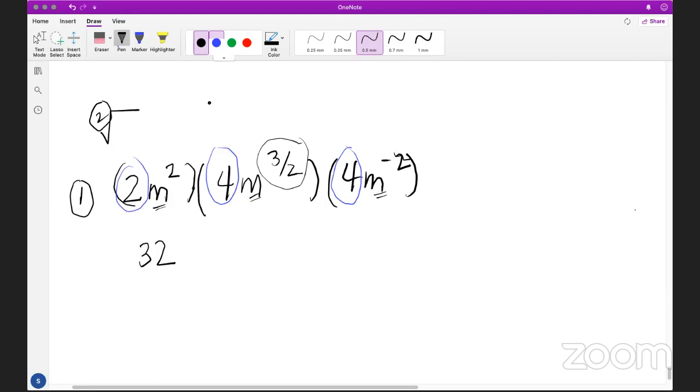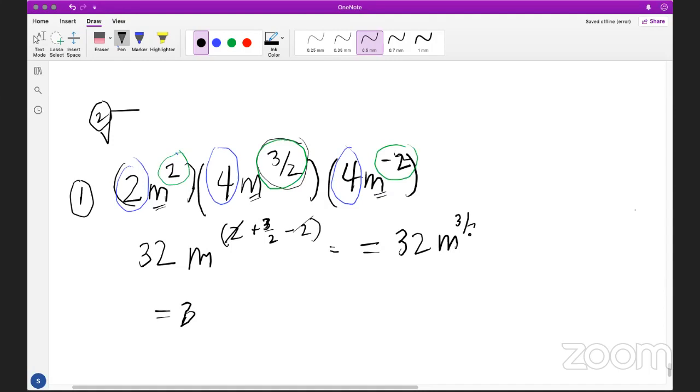Tapos, m raised to sum nung exponents, kasi nagmumultiply tayo, so sum ng exponents. 2, 3 halves, and negative 2. Here we will have 2 plus 3 halves, negative 2. Okay, so as you can see, pwede na mag-cancel kasi 2 minus 2. Iwan sa atin would be yung 32 and 32m raised to 3 halves.